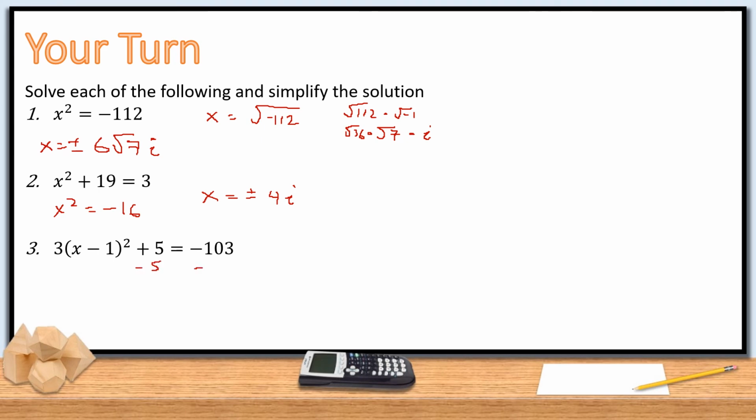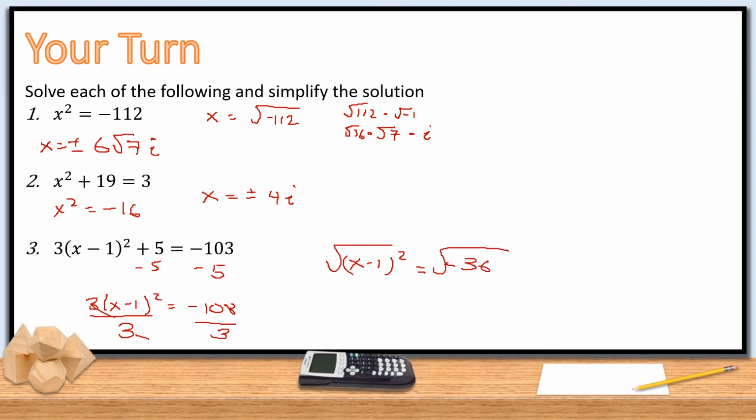And the last one, subtract 5 on both sides. So 3 times x minus 1 squared is equal to -108. Divide both sides by 3. So x minus 1 squared is equal to -108 divided by 3. It's 36. So -36. And then square root both sides. x minus 1 is equal to, square root of 36 is 6. It's a -36, so it's going to be plus or minus 6i. And then we're going to add 1 to both sides. So our two solutions, x is equal to 1 plus 6i, x is equal to 1 minus 6i.